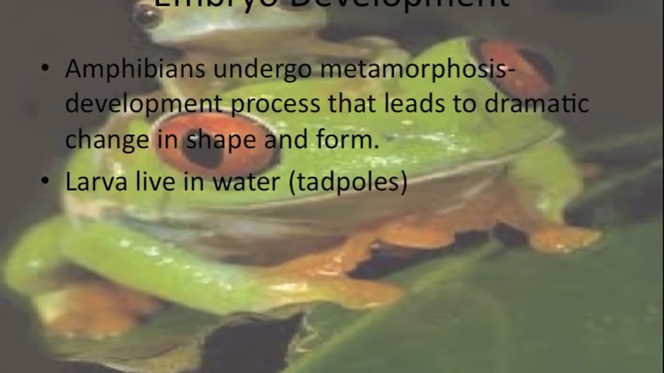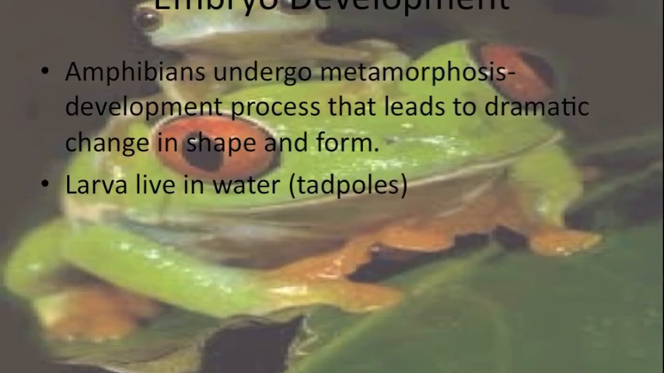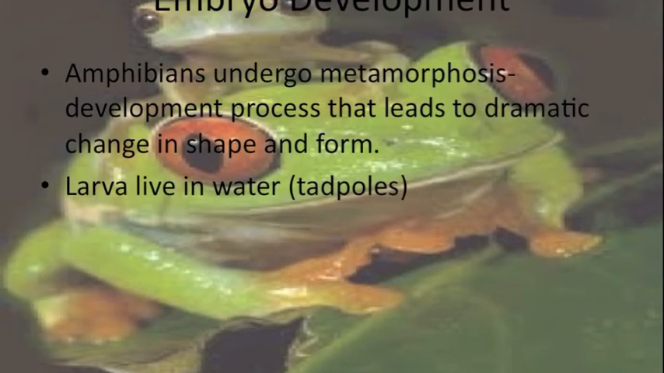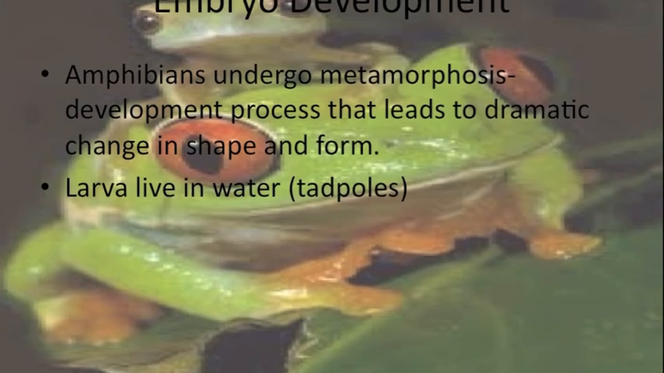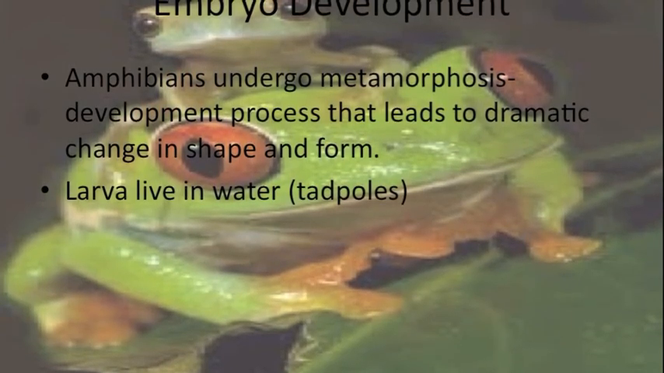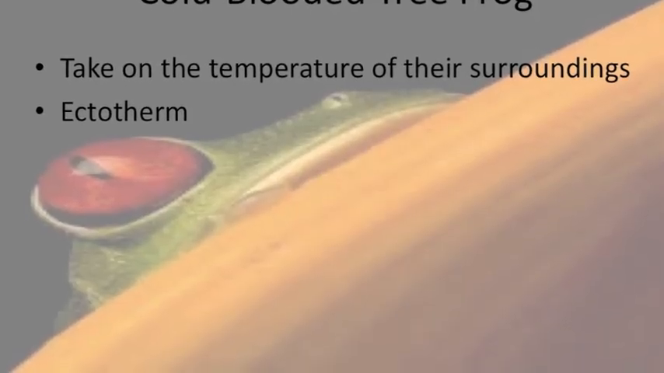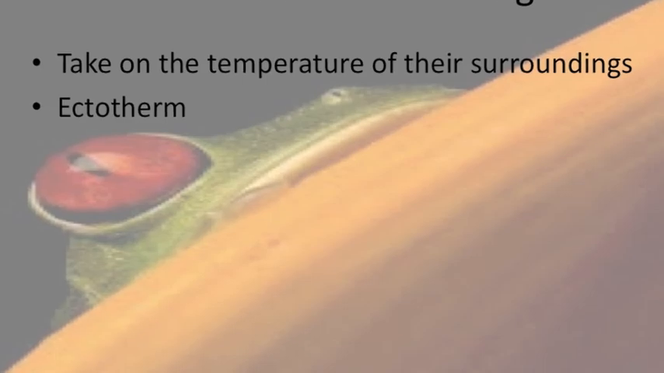Embryo development. Amphibians undergo metamorphosis. Metamorphosis is a development process that leads to dramatic changes in shape and form. Larvae lived in water as tadpoles before they became frogs. Cold-blooded tree frog. They take on the temperature of their surroundings; they are ectotherms.